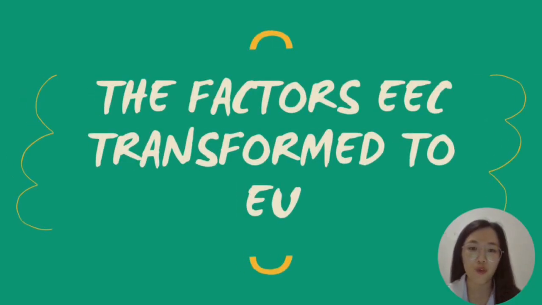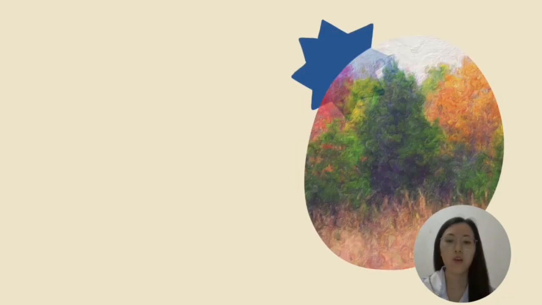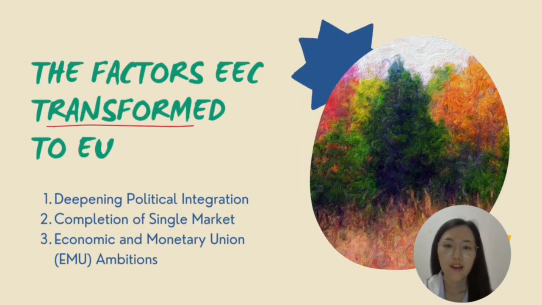So let's move on to the factors that transformed the European Economic Community into the European Union. There are 3 factors. As we know, the European Union is a complex structure comprising not only a single market but also common policies as well as rights and obligations for European citizens.